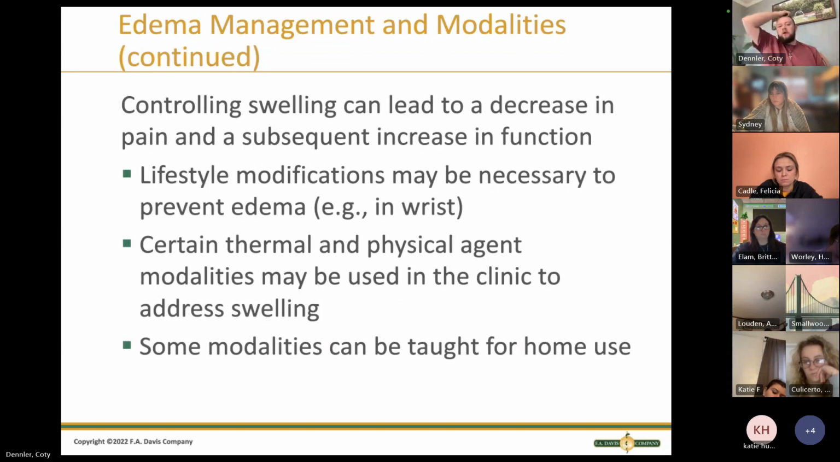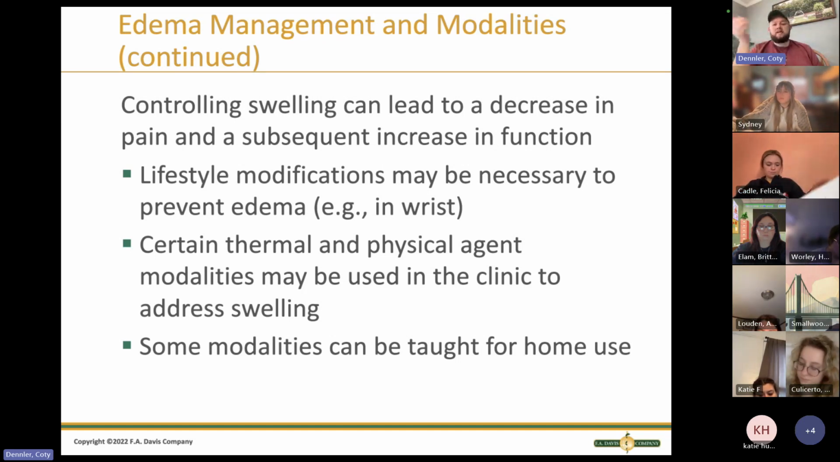So you can control the swelling by doing a few things and increase function. First one is a lifestyle modification. It might be necessary to prevent edema. I like going back to that grocery example. How many of you, when you've carried in a huge amount of groceries, look at your hands and have the marks all over them, and your hand is kind of swollen for a second? Now, if you have arthritis in those joints, that swelling is not just going to go away like it does with you and me. It's going to stay there for a while and their hands are going to hurt.